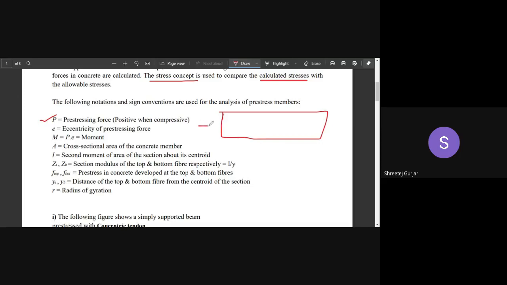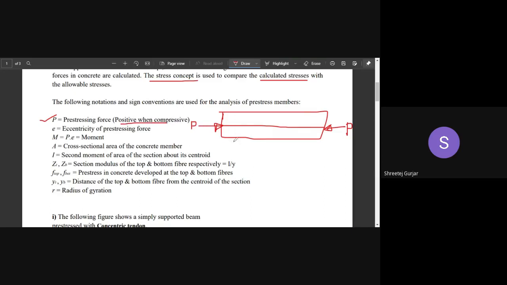So we show an arrow mark like this, and one more arrow mark like this, representing the compressive pre-stressing force. And this is your steel tendon, and we write it like this. So this is your pre-stressing force, which is denoted by capital P.